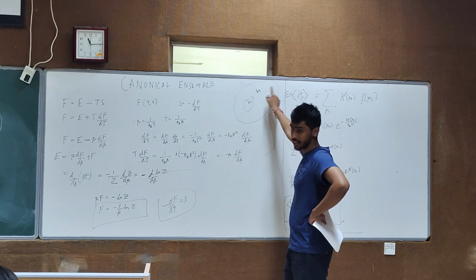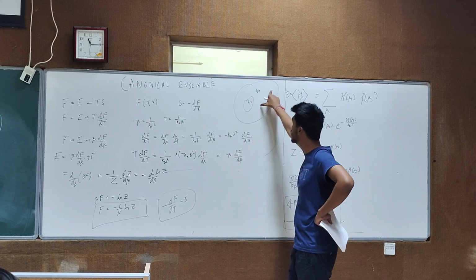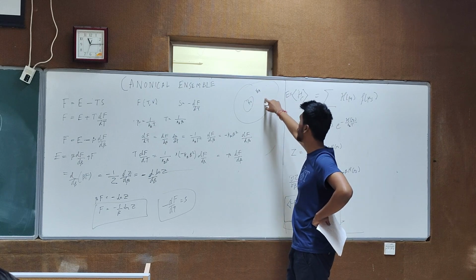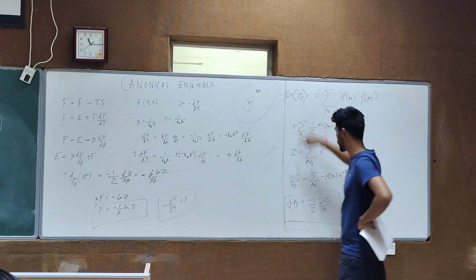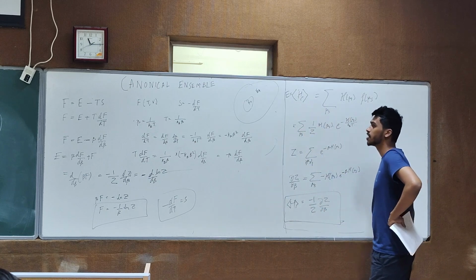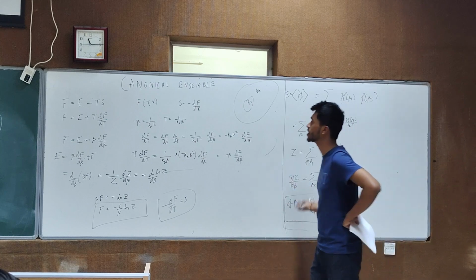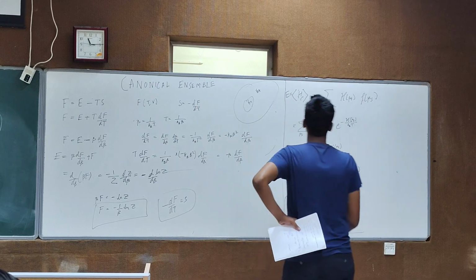Though your system can exchange energy with the surroundings, it will be found at this energy, which is given by this quantity, and other energies are exponentially less probable.